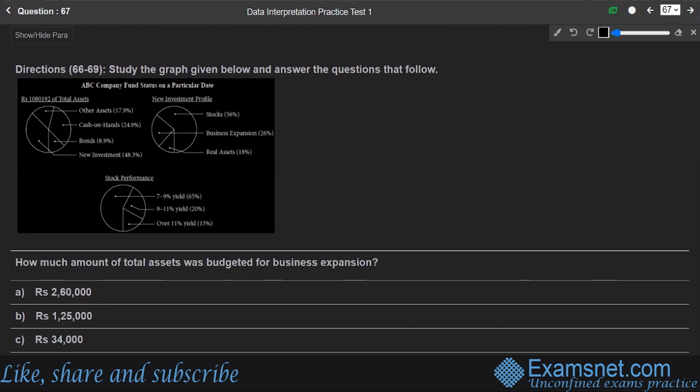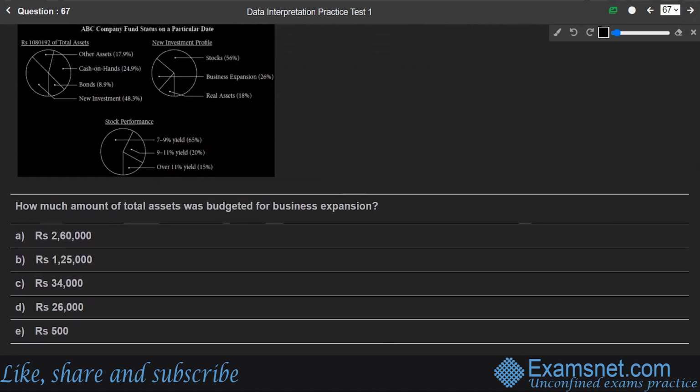Now, for the same set of pie charts, we have been given a question. The question is, how much amount of total asset was budgeted for business expansion? Let us see where we have got business expansion. We have got business expansion here, which is 26% in this pie chart. And this pie chart belongs to new investment profile. New investment profile in the first pie chart is this.